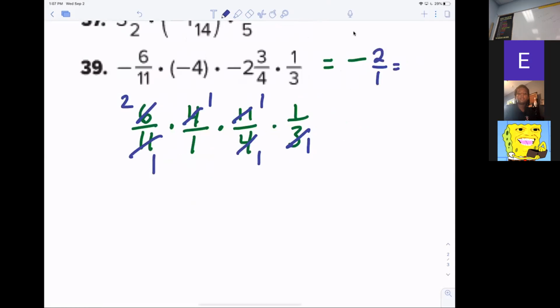Negative 2 over 1. Go ahead and say it. Negative 2 over 1. You're welcome. You thought it was so easy, you're welcome.